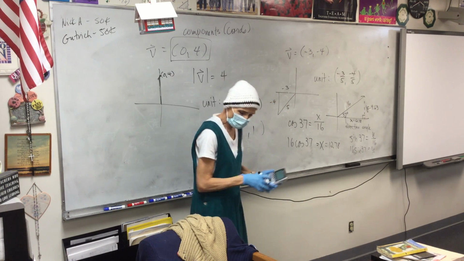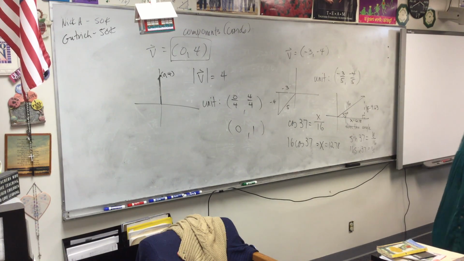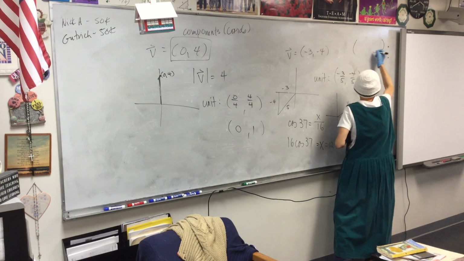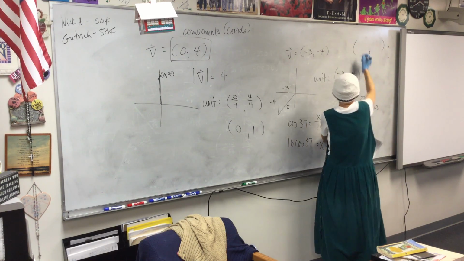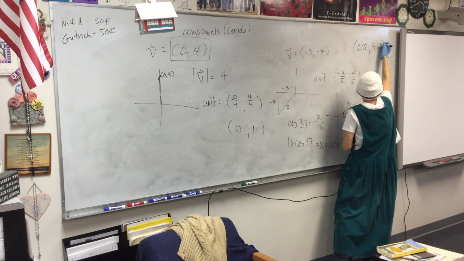All right, so what do I put in the answer blank? The direction said find the components. So that means I need this. So it's 12.78, 9.63.